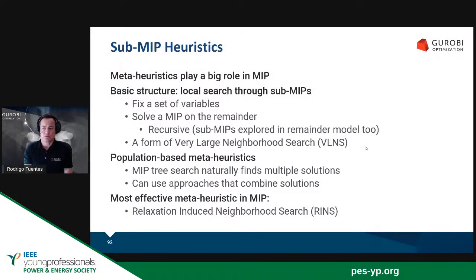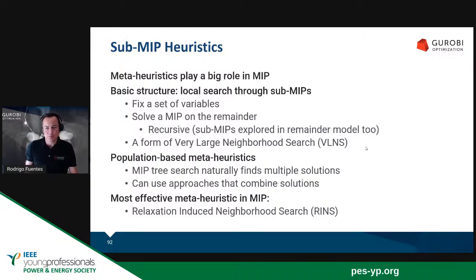So metaheuristics play a big role in mixed integer programming. The basic structure is to do a local search through submips. What this means is, if we can fix some variables, and then solve the remaining problem, I mean, just operate on the remaining variables, and we do this recursively with smaller and smaller problems, we can do submips, and this can help us find a feasible solution. Is it going to be the best solution? Probably not, but at least it provides a feasible solution.